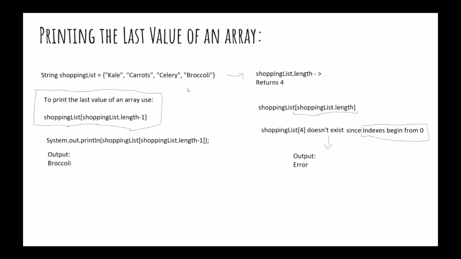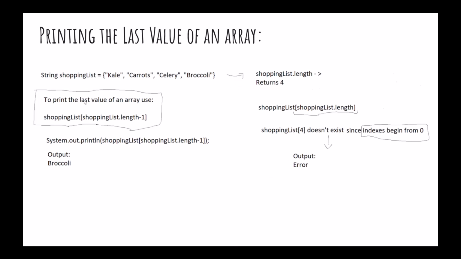Now, how to print the last value of an array? This is actually quite easy. It's easier than the middle value. All you have to understand is that since shoppingList.length returns 4, if you did shoppingList[shoppingList.length], you're going to find the index of 4 in the shoppingList array. And that doesn't exist because the greatest index in this array is 3, because indexes start from 0: 0, 1, 2, 3, right? 4 doesn't exist, so it's going to output an error.